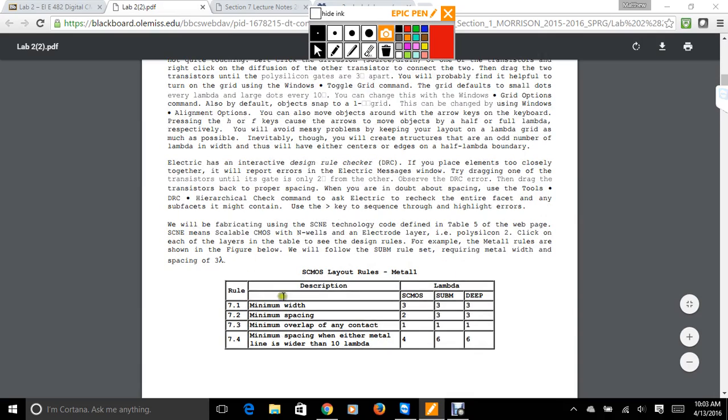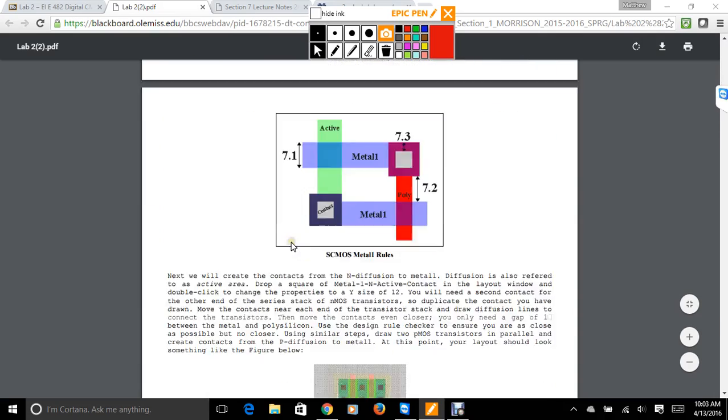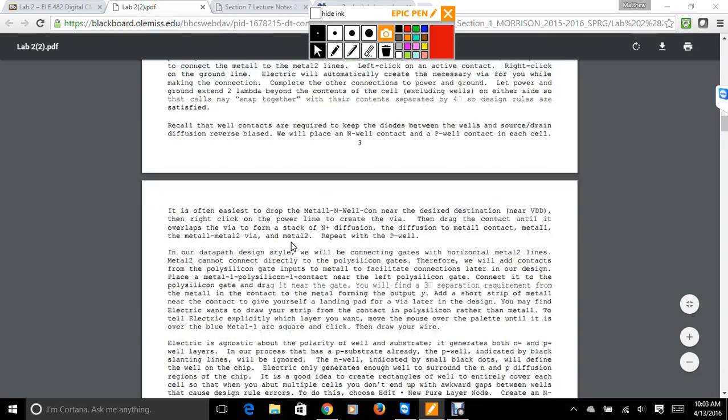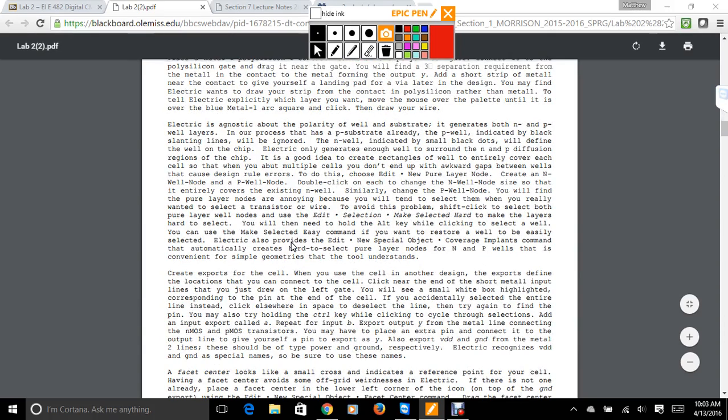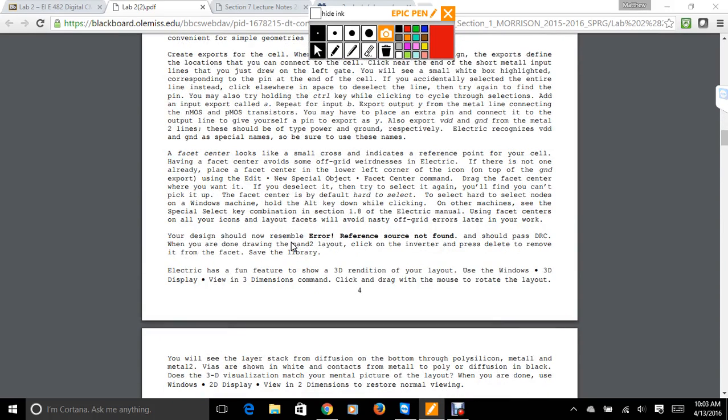So just follow these steps. I've included the CMOS rules here. Just follow these out, and you'll be making a NAND gate. Make sure you read this clearly. I've got to find that picture. Error reference source not found. That's not good.